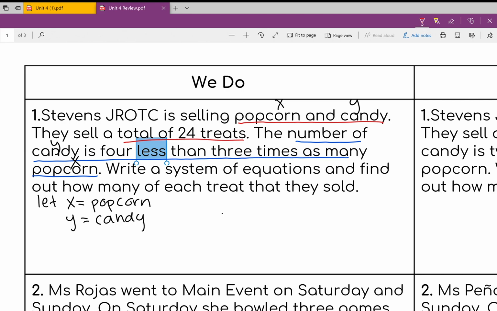So we have popcorn and candy, so that's going to be x plus y for a total of 24 treats, equals 24. That's our first equation. To write our second equation, we have the number of candy, which we said is letter y, so y equals 4 less than 3 times as many popcorn. So first we're going to do 3 times popcorn, which is 3x, and 4 less is going to be minus 4. So these are the two equations we're going to use.